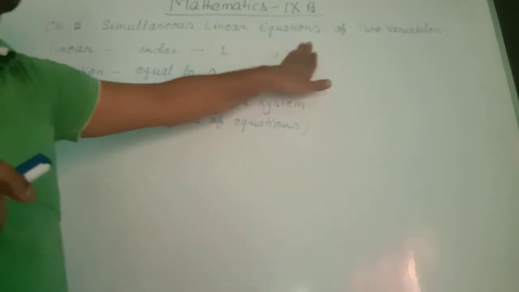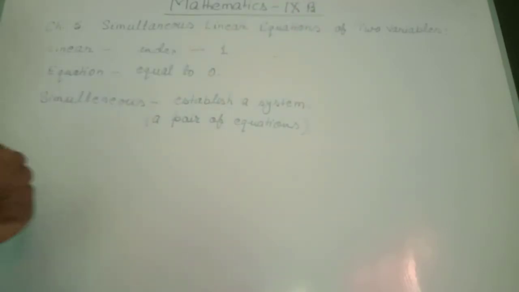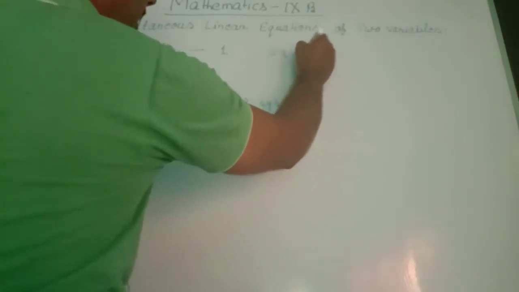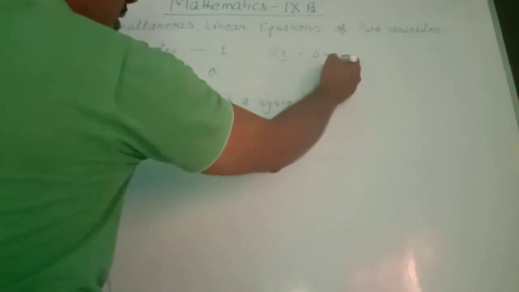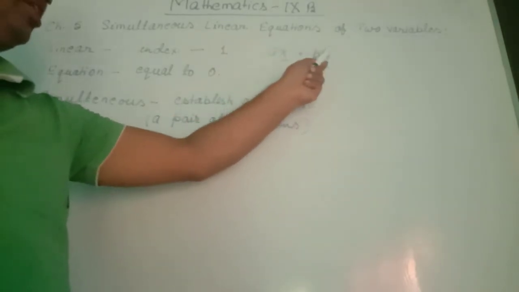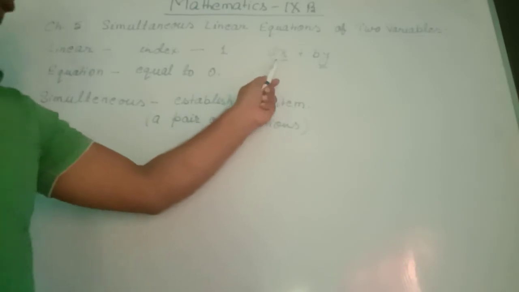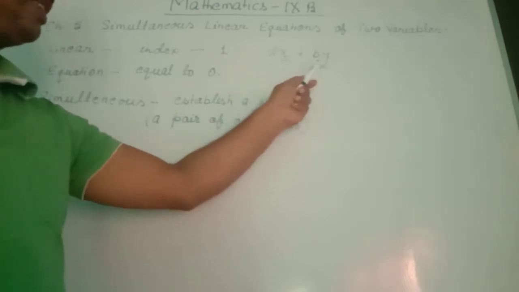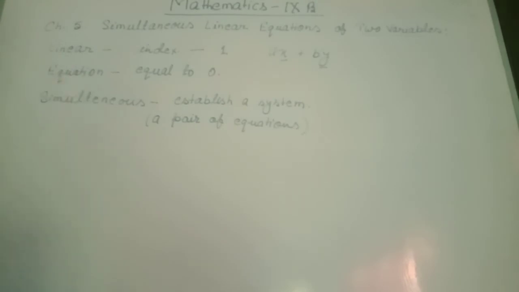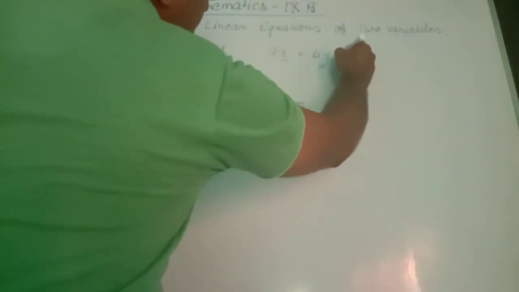And two variables, such as ax plus by. So x and y are the variables. This is linear because its maximum power, maximum index, is 1. Two variables because there are two variables, x and y. Equation means that it equates to 0, this is equal to 0. So it is an equation.